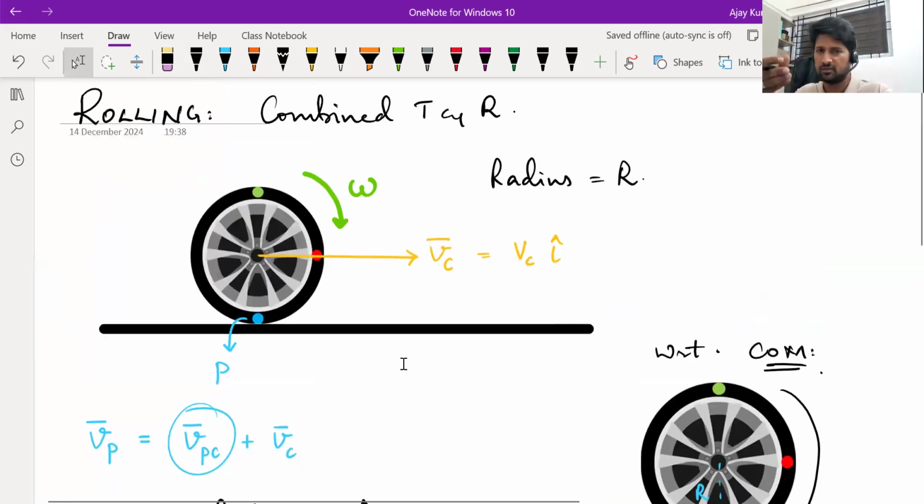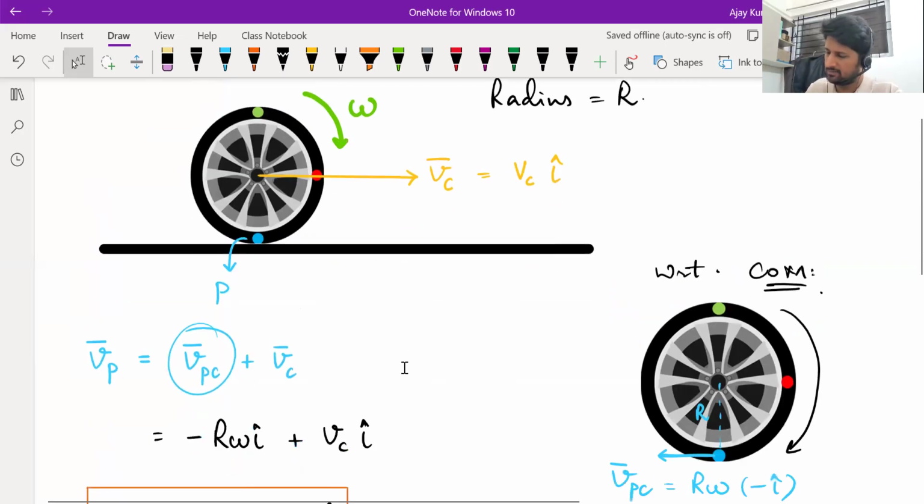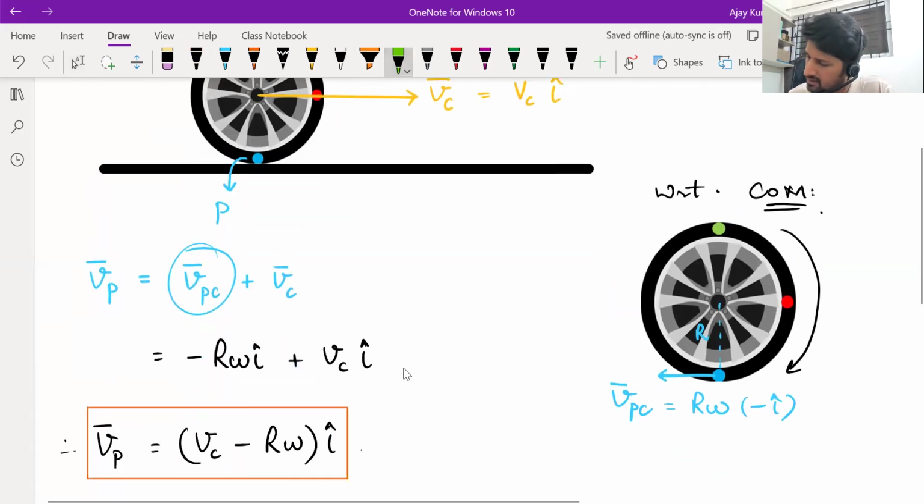Now, Vc is the velocity of the center of mass in the forward direction. Due to that, all points will have a tendency to move in the forward direction. The entire wheel has a tendency to move forward due to the velocity of its center of mass. Due to the rotation of the wheel, different points move in different ways. For example, if you imagine the wheel in pure rotation, the green point, which is the topmost point, will be moving to the right. The red point, at the same horizontal level as the center of mass, will be moving downwards due to rotation.